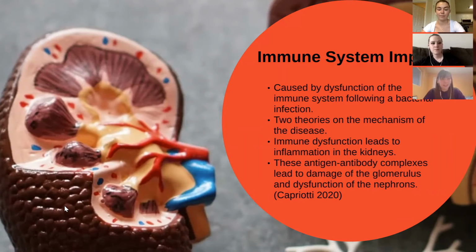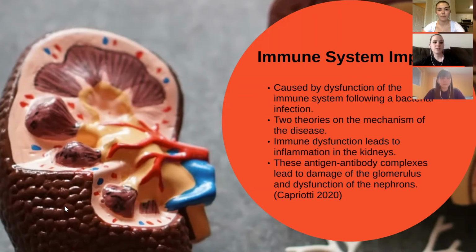Okay, so you said that it begins with the immune system. Can you tell us a little bit more about that? The cause is typically due to dysfunction of the immune system following an infection. And as we talked about before, this bacteria can often be streptococcus. Following the infection, the antibodies that are produced will typically combine with antigens and then are normally eliminated in the circulation. But with AGN, there are two theories as to why the glomerulus becomes inflamed and damaged.